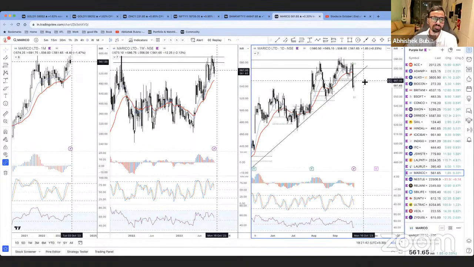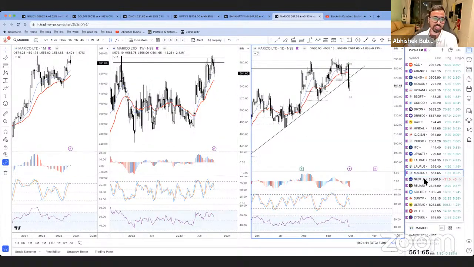So ho sakta hai wo week sideways ho jaye. But yes, so this is in the selling opportunity zone because of the weekly and monthly chart setups. It's not the best.